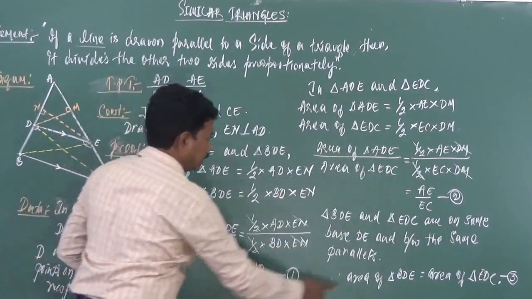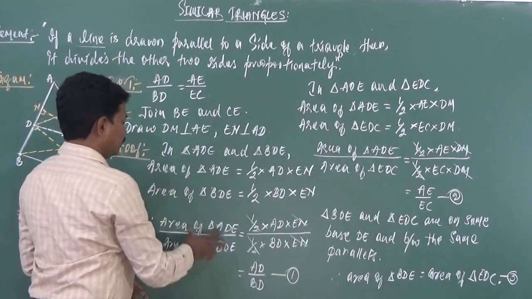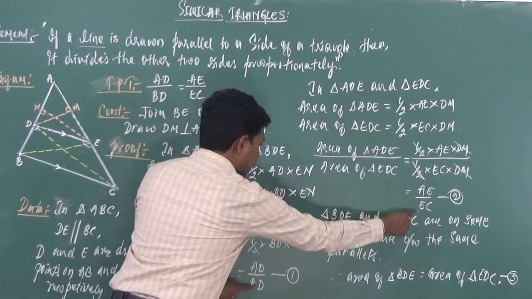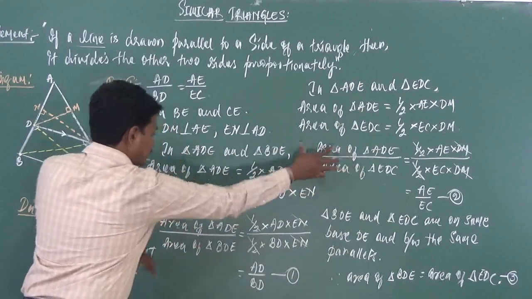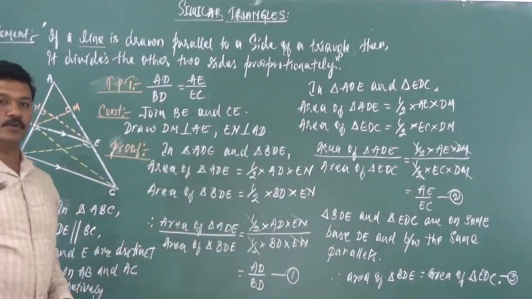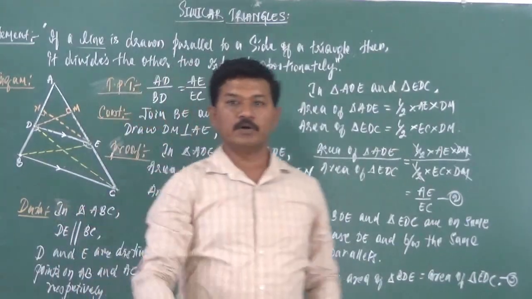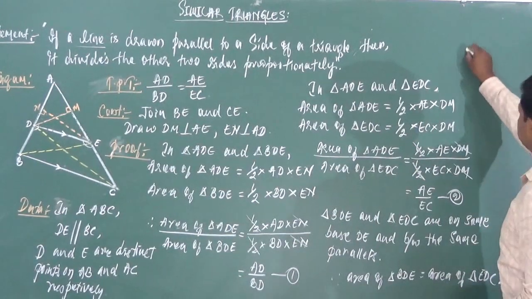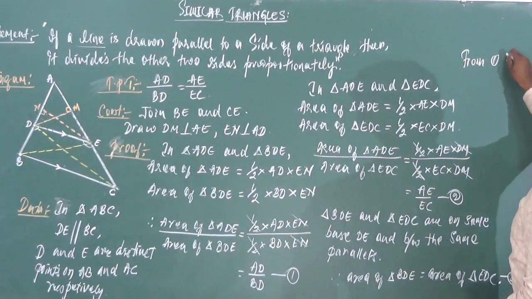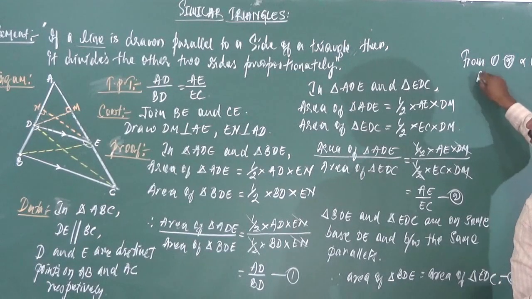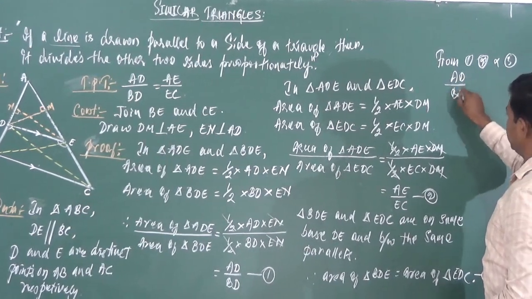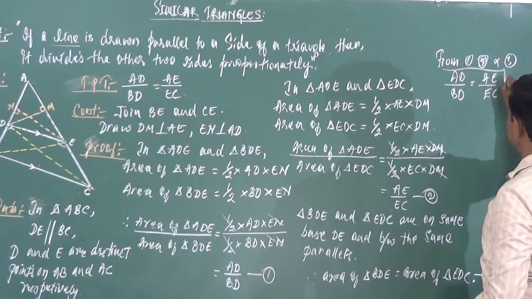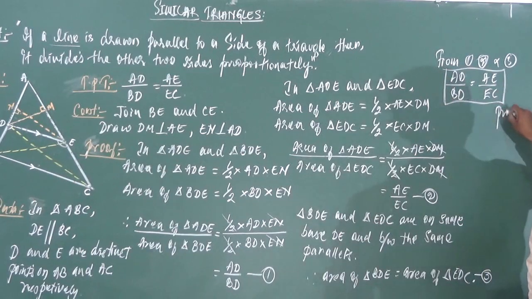That is AD by BD is equal to AE by EC. These are two things equal to the same thing, that is this and this. According to the axiom, if two things are equal to the same thing, then they are equal to one another. So this is very important. Okay. So from 1, 2 and 3, AD by BD is equal to AE by EC. So this is what we had to prove. So hence it is proved.